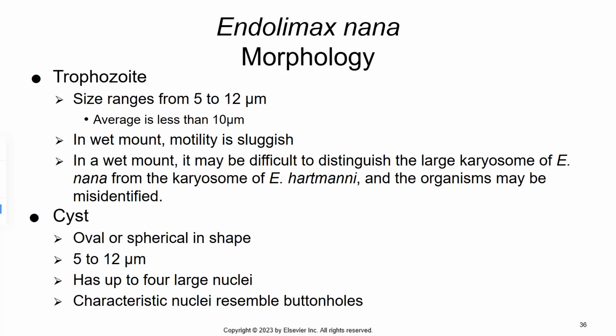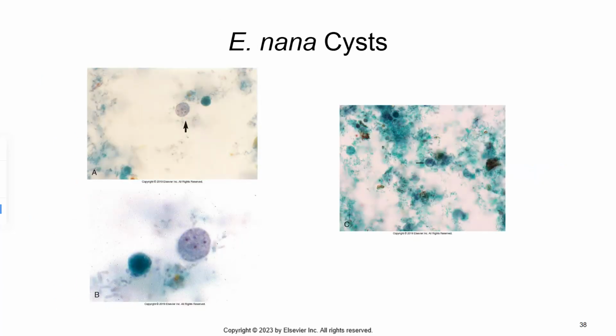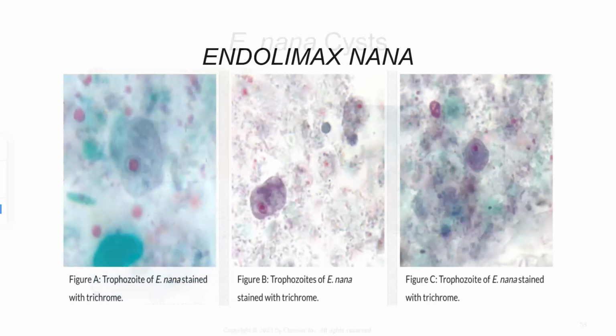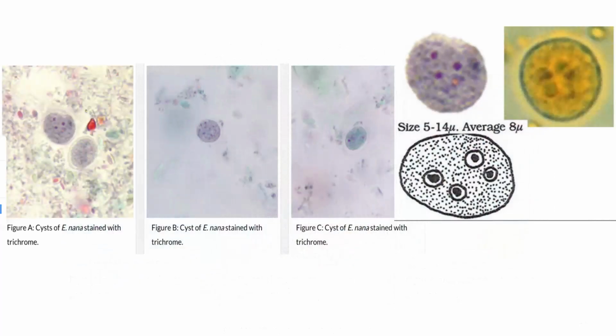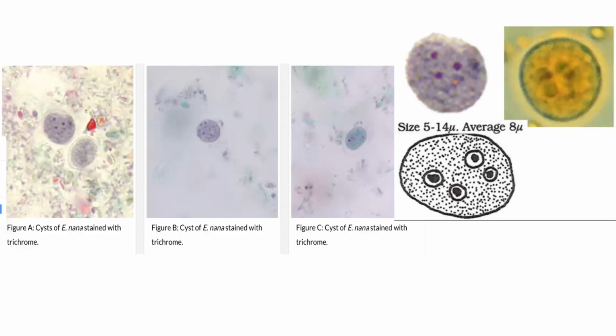Endolimax nana, trophozoite stage, is 5 to 12 micrometers. In a wet mount, motility is sluggish, and it may be difficult to distinguish the large karyosome of E. nana from the karyosome of E. hartmanni. Cyst is oval-shaped or spherical, has up to 4 large nuclei. Characteristic nuclei resemble buttonholes. So that's a picture of E. nana. Some more pictures of the cysts, and additional pictures are provided. So for the test, these are exactly where the pictures would come from if you have to identify these ones.